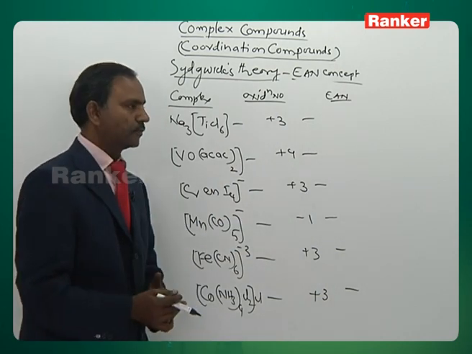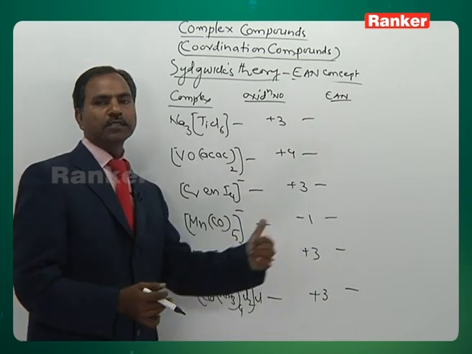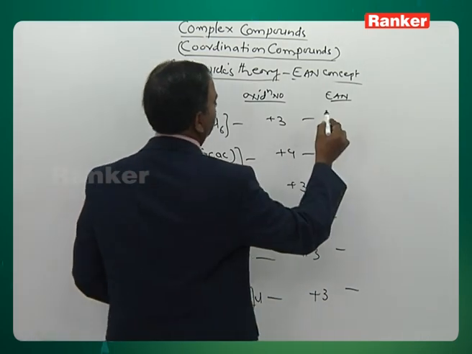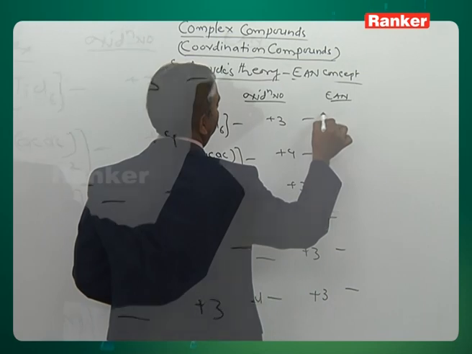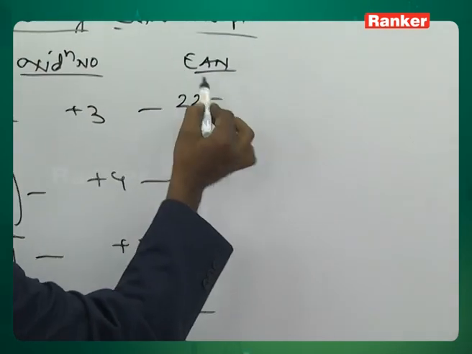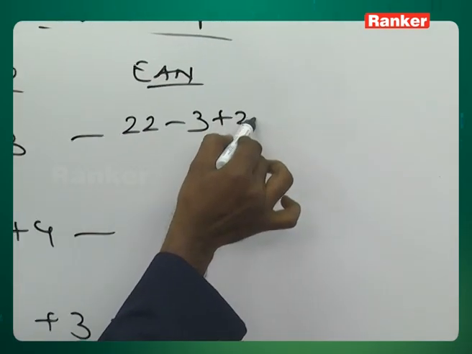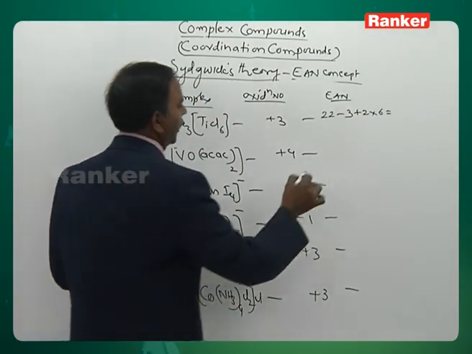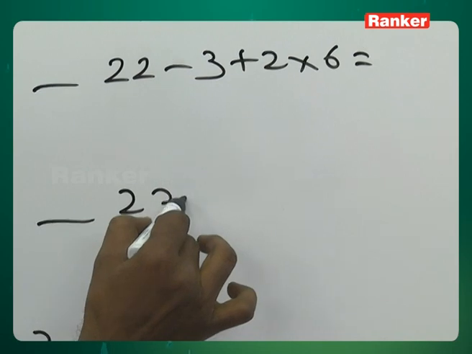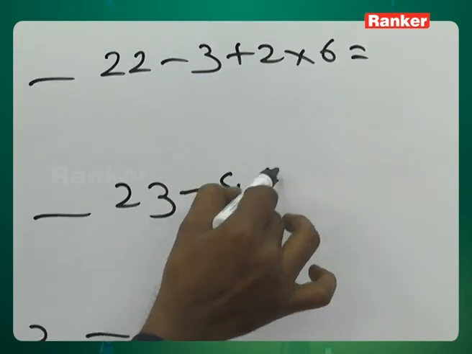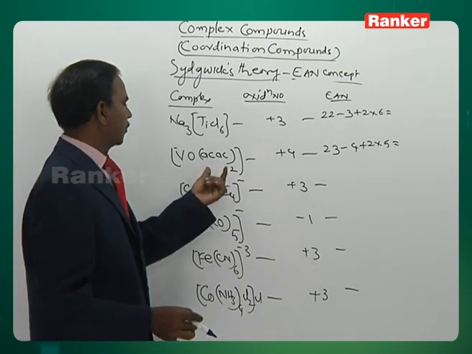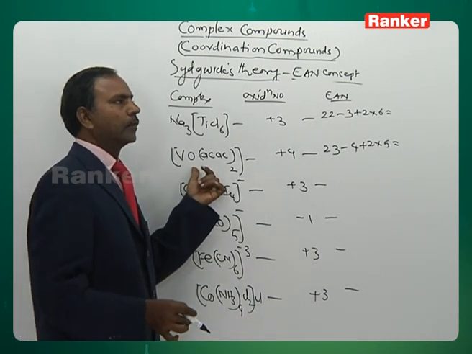These are the oxidation numbers. So, complex oxidation numbers. Then according to our equation, let us put in the values. Atomic number of the metal ion inside, titanium 22 minus 3 plus 2 into 6. Then the atomic number of vanadium is 23 minus 4 plus 2 into coordination number, coming to be 5. This is bidentate and this is monodentate.